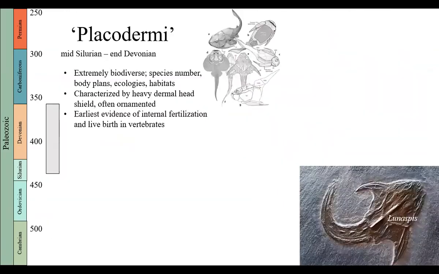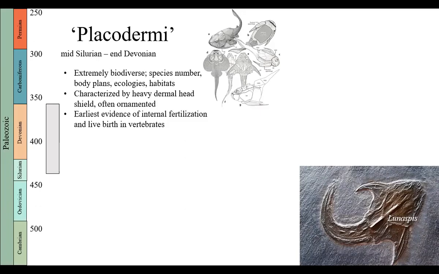So let's talk about placoderms. Placoderms are some of the most abundant and easy to find fish fossils, jawed fishes from the Silurian and from the Devonian. They are everywhere. They are extremely biodiverse. There's tons of species. They live in fresh water, they live in salt water, they live all over the world. They're extremely heavily ornamented.